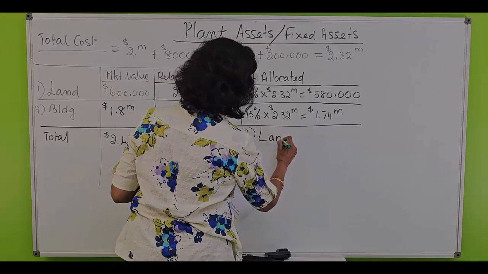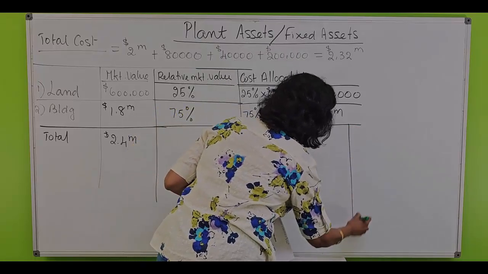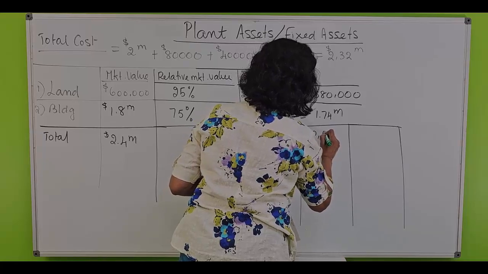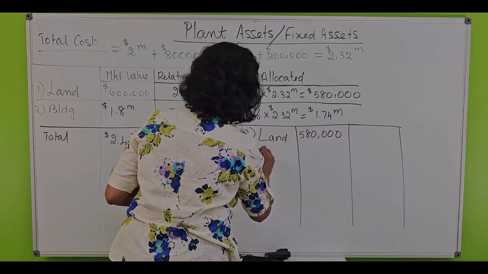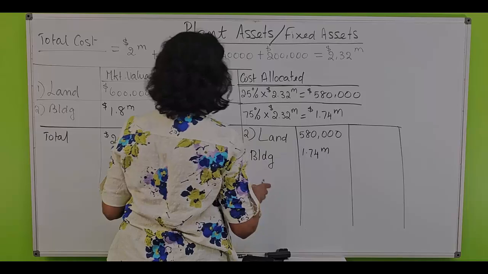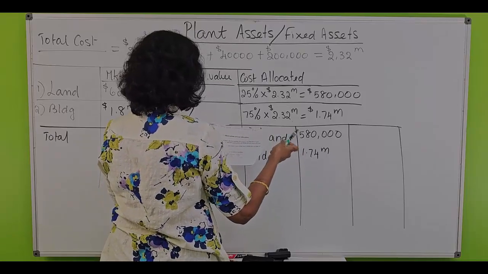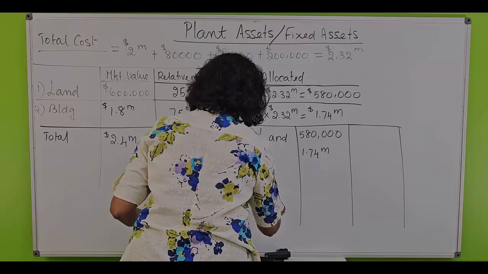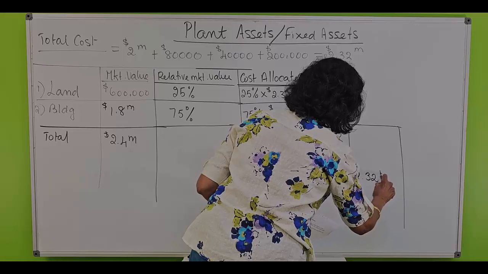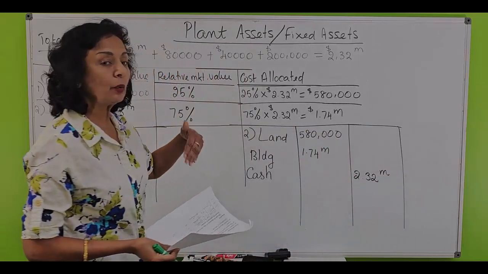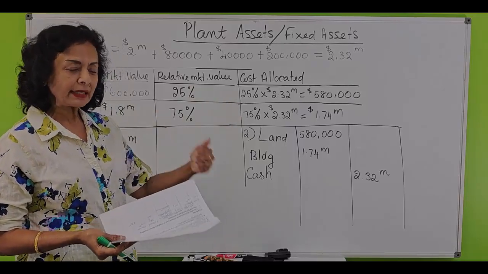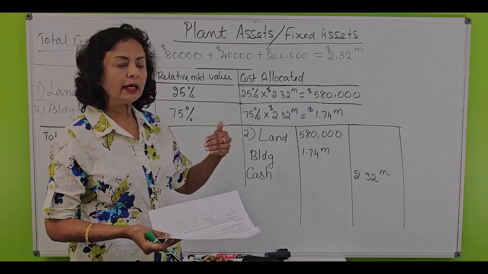So land, you debit for $580,000 and building, you will debit for 1.74 million. So they paid everything in cash. So here you will credit cash for the total of 2.32 million. So this is how you will allocate the cost to each individual property when a company makes one basket purchase, otherwise called a lump sum purchase.